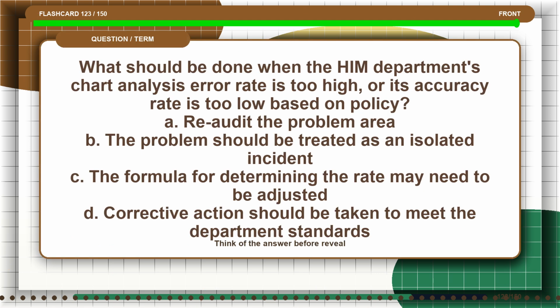Flashcard 123. What should be done when the HIM department's chart analysis error rate is too high or its accuracy rate is too low based on policy? A. Re-audit the problem area. B. The problem should be treated as an isolated incident. C. The formula for determining the rate may need to be adjusted. D. Corrective action should be taken to meet the department standards. Think of the answer before the reveal.